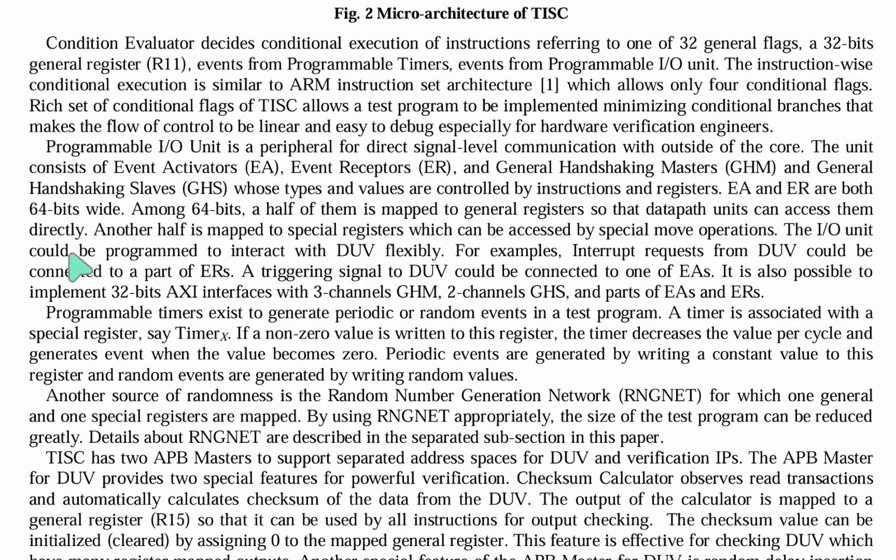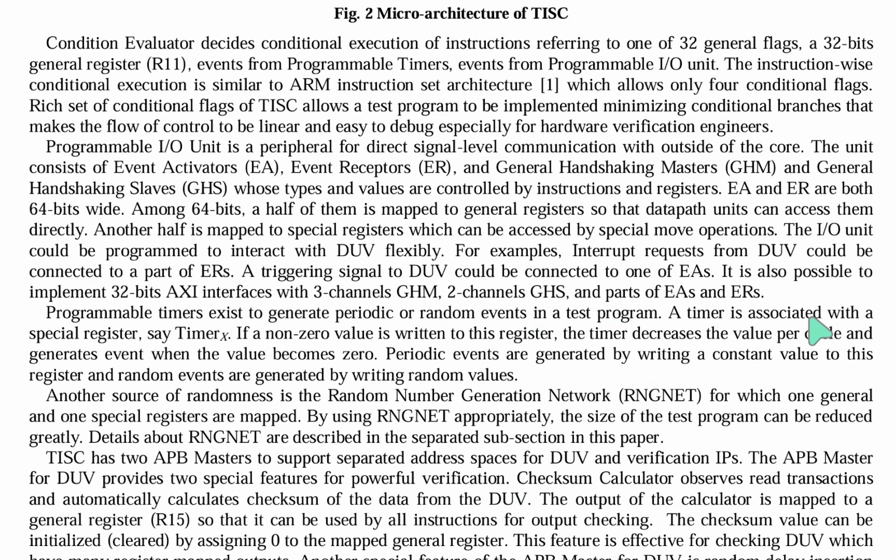The I/O unit can be programmed to interact with the DUV flexibly. For example, the interrupt request from the DUV could be connected to one of the ERs. A triggering signal to the DUV could be connected to one of the EAs. It is also possible to implement 32-bit AXI interfaces with 3 channels of GHM, 2 channels of GHS, and parts of EAs and ERs. Programmable timers are used to generate periodic or random tests in a test program.